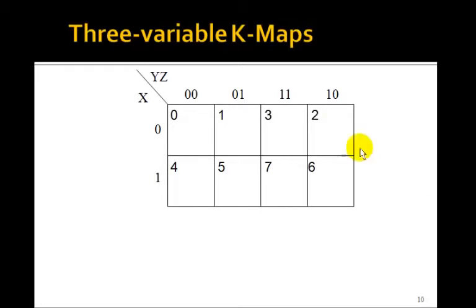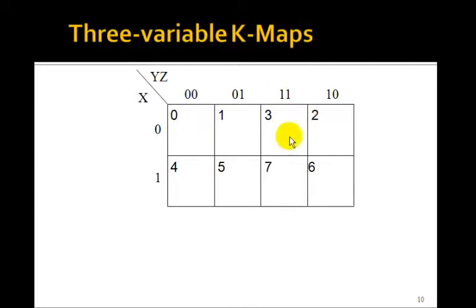Okay, so let's review here. I've labeled the minterms. 0, 0, 0 is 0, and 0, 0, 1 is 1. But remember, the third column had to be 1, 1, which is really minterm 3. And 0, 1, 0 is minterm 2. So the minterms go 0, 1, 2, 3.